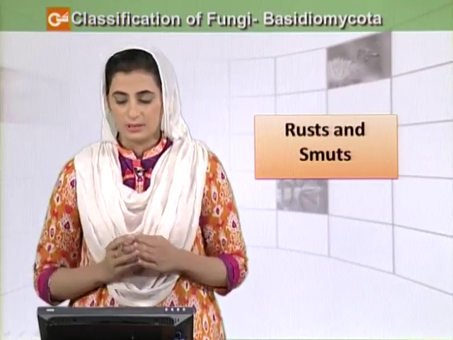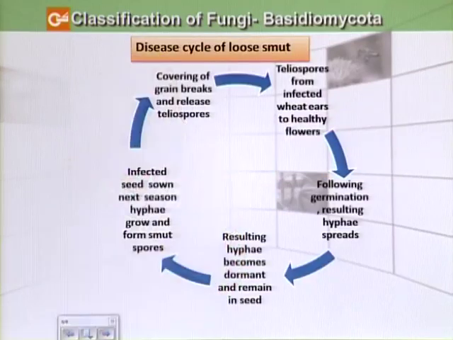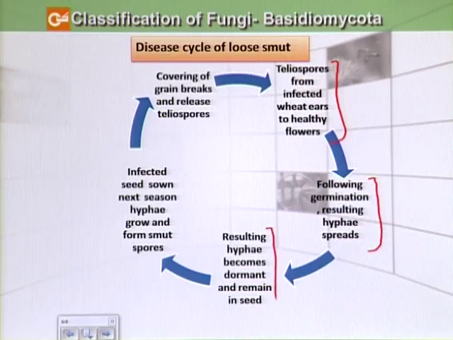We will see in detail the loose smut of wheat. Here we can see the teliospores from infected wheat ears are transferred to healthy flowers, and following germination on flowers, they result in hyphae formation. Then the hyphae spread to the ovaries, and in the next step the resulting hyphae become dormant there in the ovaries, and they remain in seeds.